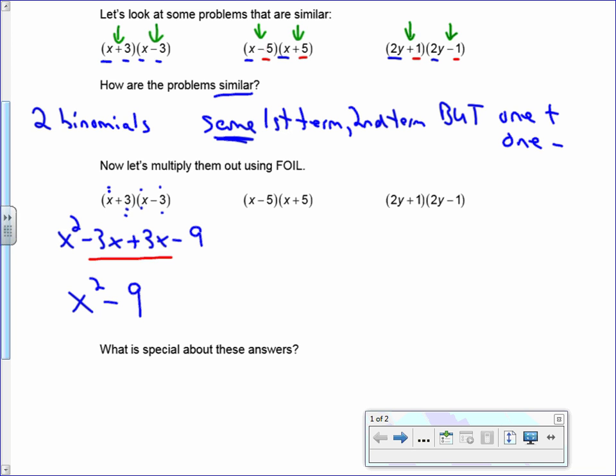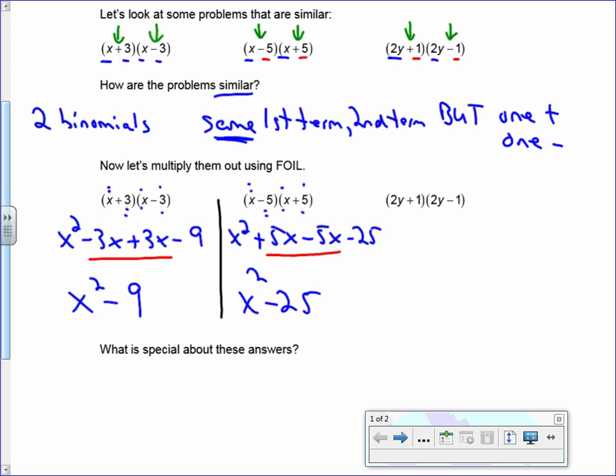All right, let's look at the next one. X times x, x squared, x times 5, 5x, negative 5 times x, and negative 5 times positive 5. Once again, when we multiply these two together, we get these four terms, and the two middle ones add together. We get a 5x and a minus 5x, which is going to cancel out completely, and we get x squared minus 25. I think maybe you're seeing the pattern now on these problems.